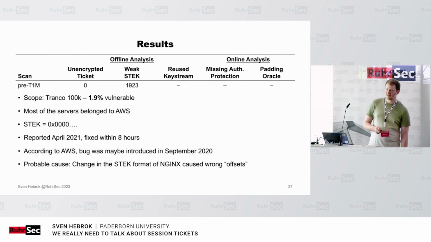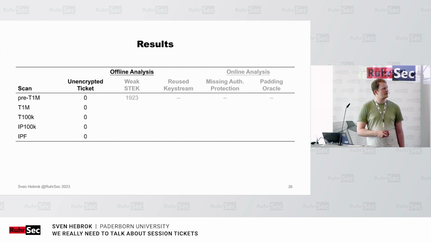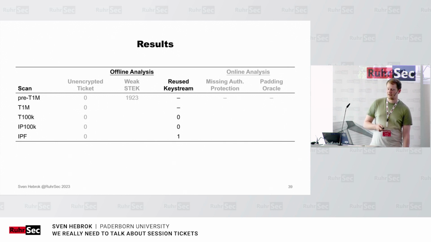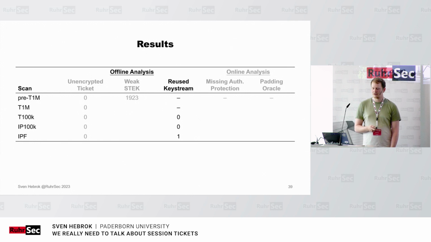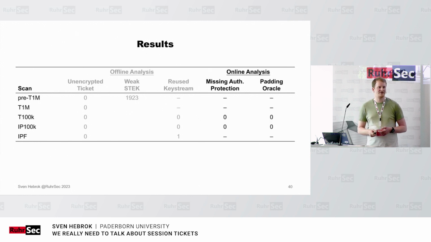As for our other results, let's start with the unencrypted tickets. That's good. We didn't find a single unencrypted ticket, so that's nice. At least everyone is trying to do crypto. We've seen in our full IPv4 scan that we found only one reused keystream, but that's one too many. So for that server, we could decrypt the session ticket, get the master secret back out, and then we could have attacked people if we had a man in the middle position. The good news is that we didn't find any servers that had missing authentication protection or were vulnerable to padding oracle attacks, even though those come up every now and again. So this is a good development.